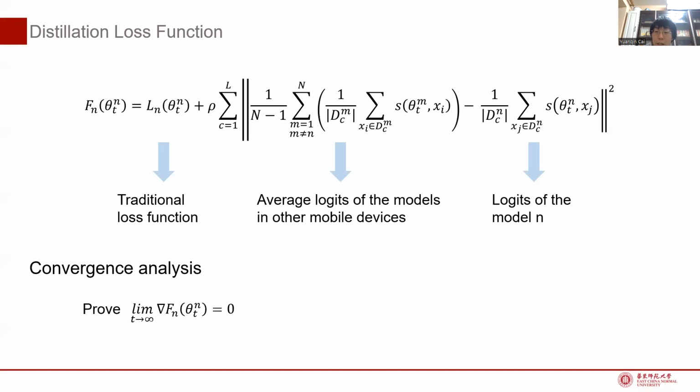Then we analyze the convergence of our proposed algorithm. That is to prove that when the iteration t approaches infinity, the gradients of the above loss function approach 0. We use the Robbins-Siegmund theorem and some theorems in mathematical programming. The details can be seen in our paper.